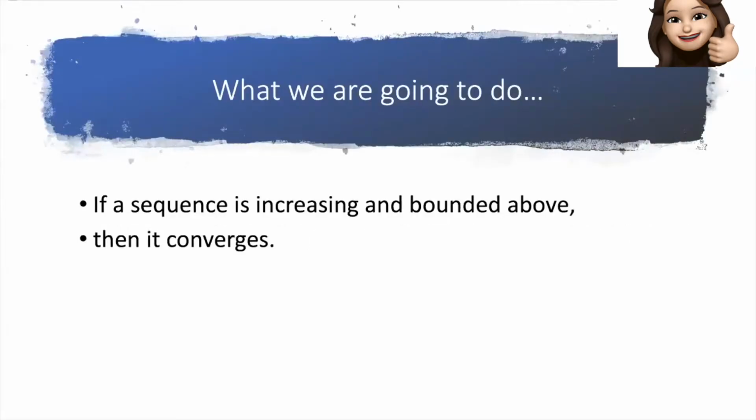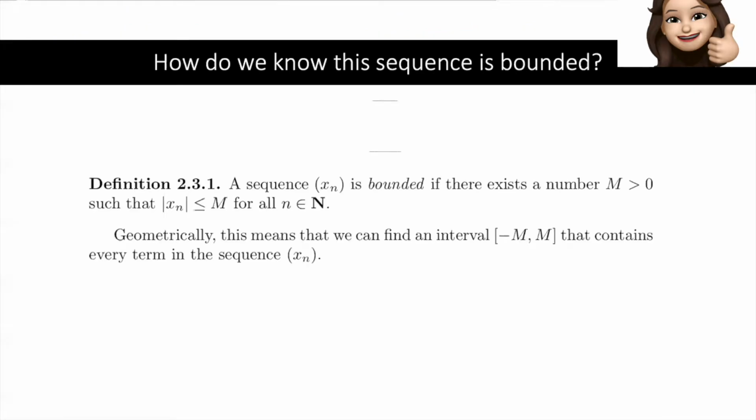So the next thing we're going to do is we're going to know if a sequence is increasing and bounded above. If we know that a sequence is increasing and bounded above, we will prove it converges. So notice here we're only giving an example of increasing and bounded above because the way to prove a sequence is decreasing and bounded below is going to be similar. So how do we know the sequence is bounded? This is the first question.